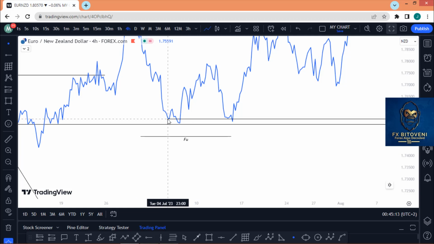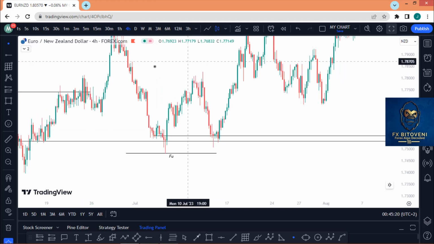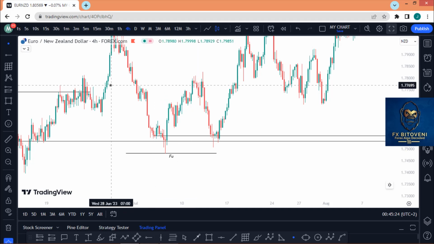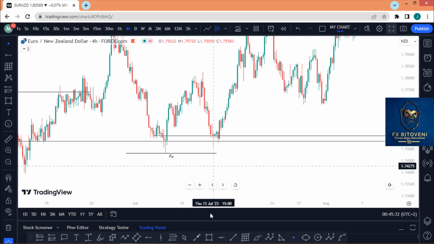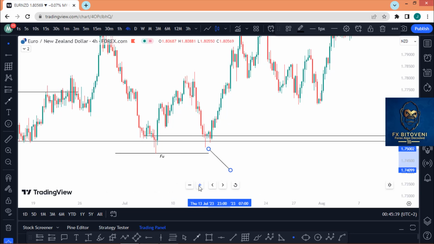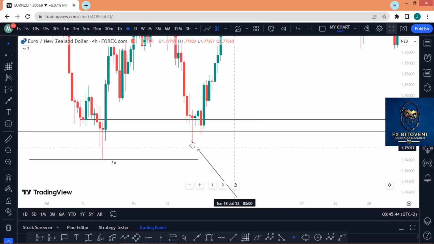Just wait. Price will always come back to you. Do not rush the process. Just wait. And then the market is doing what? The market is trading on this invalidation point, at the same time trading on this rejection block. And then you see that rejection candle you have here. This is a sign of buy.